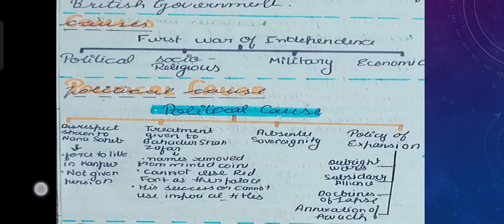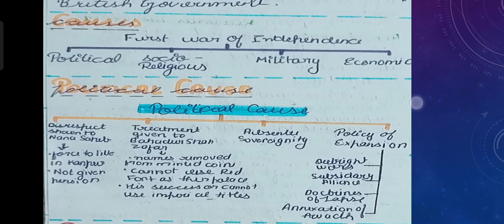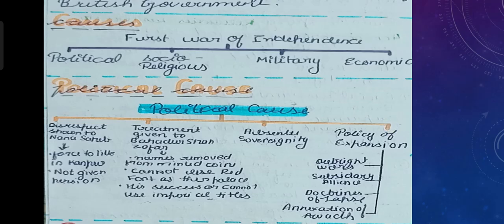So disrespect shown to Nana Sahib. He was forced to live in Kanpur and he was not given the pension which his father received. This was a summary. Then treatment given to Bahadur Shah Zafar. His name was removed from the minted coins. He was removed from his fort. And his successors were not allowed to use imperial titles. Then comes the absentee sovereignty. Then comes the policy of expansion, which has four points: outright wars, subsidiary alliance, doctrine of lapse, and annexation of Awadh.